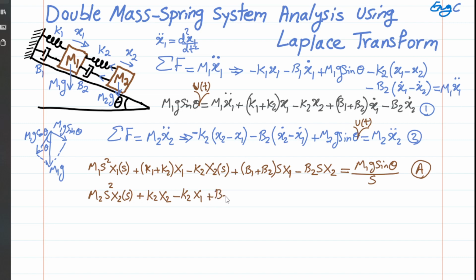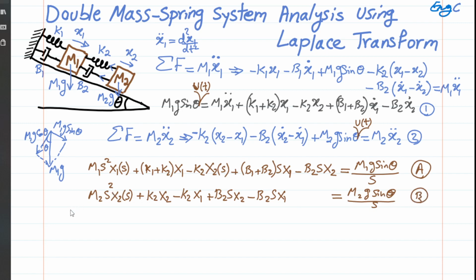plus b2 s x2 of s, and we have minus b2 s x1 of s. So all these four components are moved to the other side, plus the one that I took care of, and finally what I have is just m2g sine theta, and the Laplace transform of u of t is 1 over s. So m2g sine theta divided by s. This is my equation B.